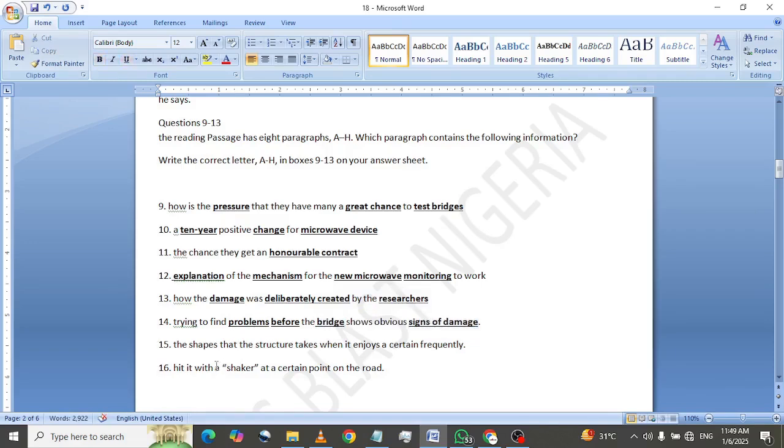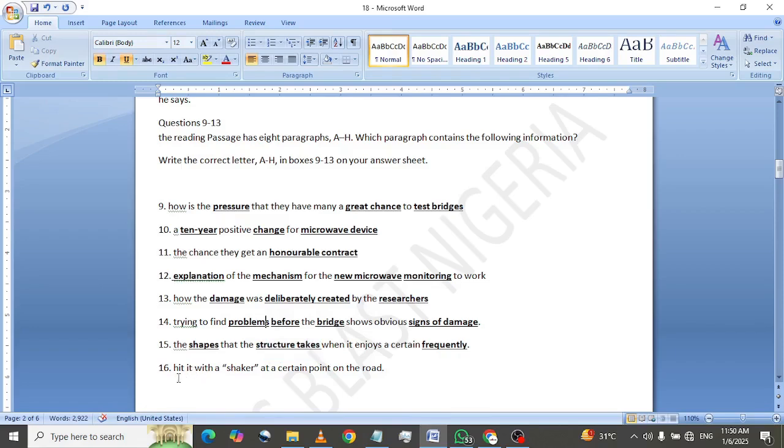Number 15 says the shape that the structure takes when it is exposed to a setting frequently. So let's underline frequently. Then shape, let's underline that. Then structure takes. Okay, those are our keywords in question 15.